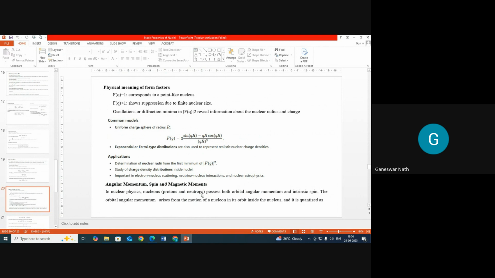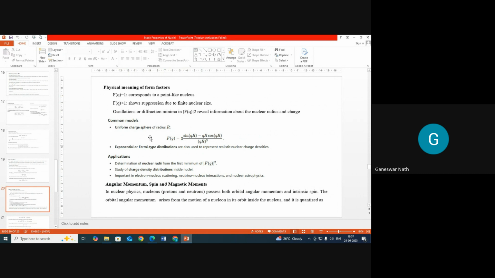Then, what is the physical meaning of this form factor? I think this is already described in the material given to you; from your material you can see. The physical meaning of the form factor: F(q) equal to 1 corresponds to a point-like nucleus, and F(q) less than 1 shows suppression due to the finite nuclear size. Depending on whether the value is less than 1 or equal to 1, we can say whether the nucleus is point-like or has a finite nuclear size.